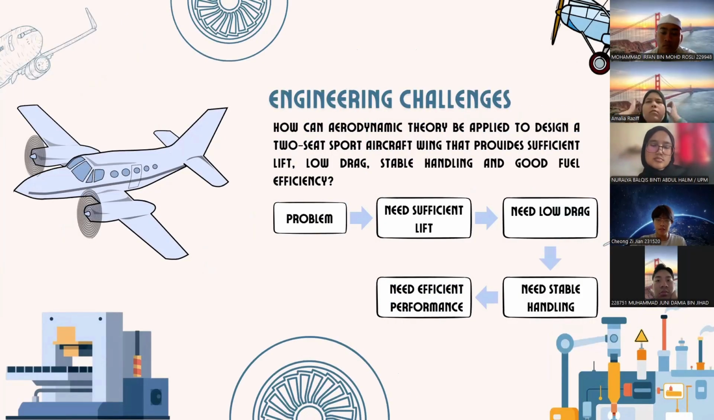Every engineering project starts with a problem statement to be solved. For our project, the main question is how aerodynamic theory can be applied to design a two-seat sport aircraft that provides sufficient lift, low drag, stable handling, and good fuel efficiency. These requirements must be balanced because improving one performance may affect another. Therefore, our goal was to develop a wing that satisfies all design requirements rather than focusing on only one characteristic.